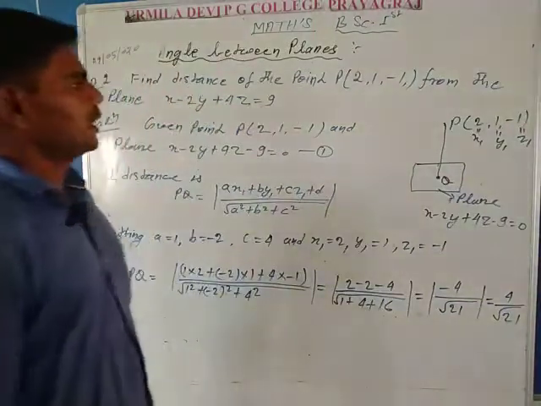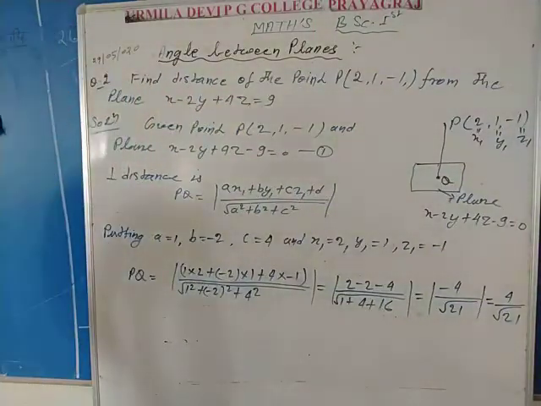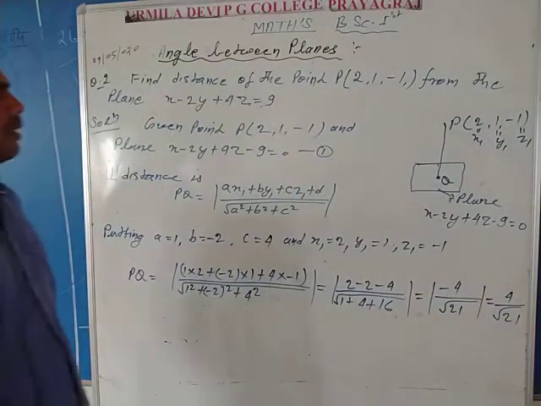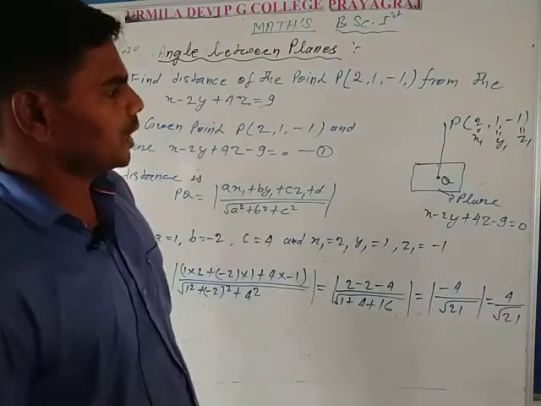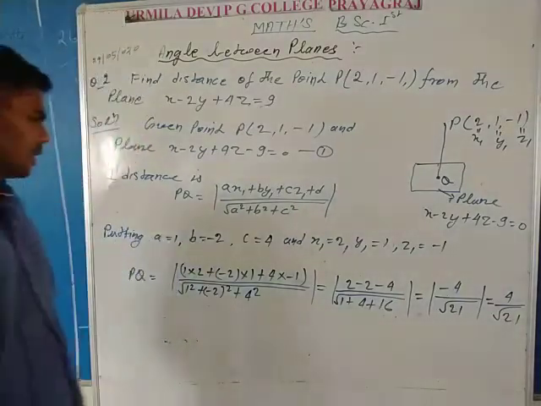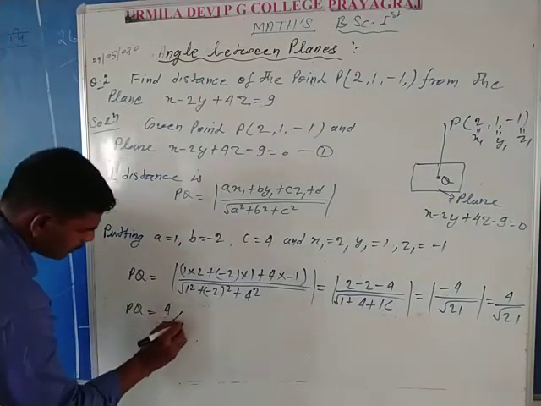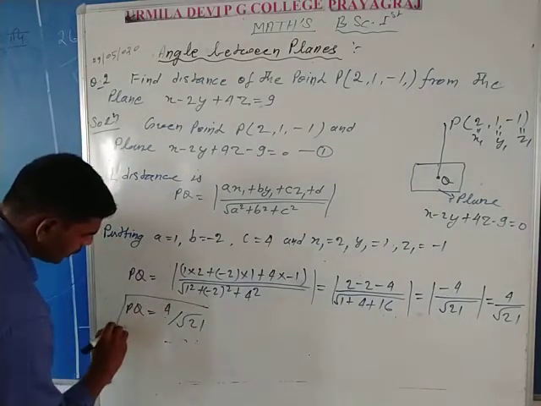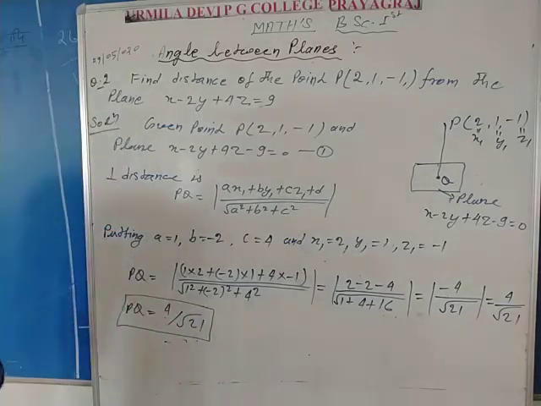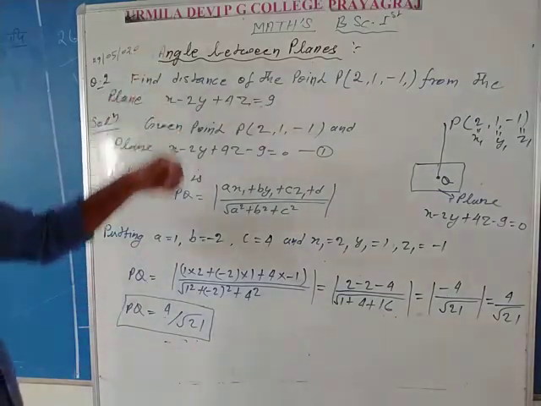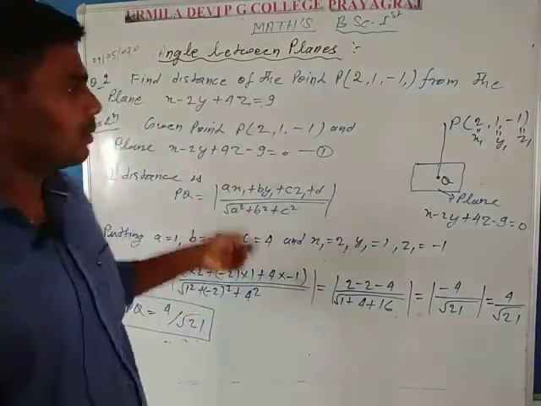So in this question, the required perpendicular length from the given point P to the given plane, PQ, is equal to 4 by under root 21. This is the complete solution of this question. Once more, I want to revise this question.